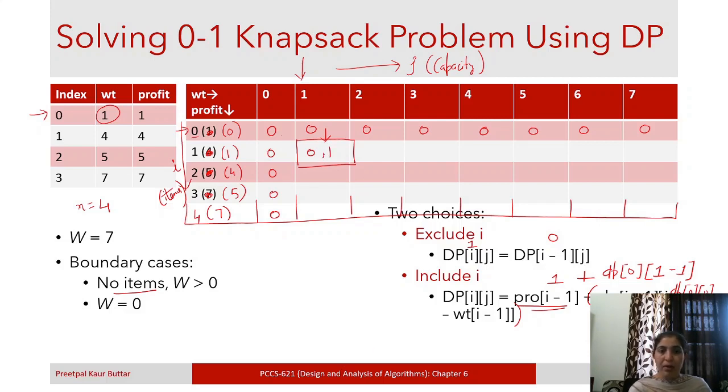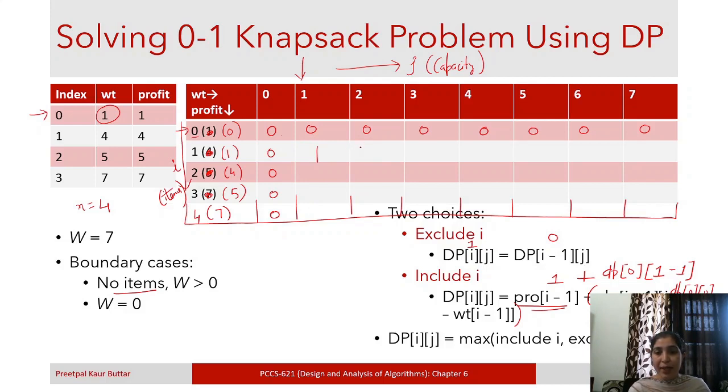Right. Now you have considered both the cases, including this item or excluding this item. Now what is the choice which you will pick? The choice depends on the maximum benefit. Here we are trying to maximize the profit. In the coin change problem, we were trying to minimize the number of coins. So here we will take the maximum of both. So the maximum is 1. So this is solved.